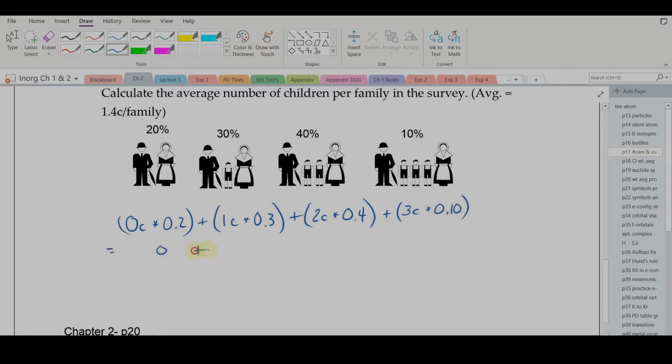That's 0 plus 0.3 plus 0.8 plus 0.3 for a grand total of 1.4 children per family. So that's not enough. We can't sustain society like that. Folks, you better get busy and have more kids. So notice that, again, the sum of the fractions must equal 1. That means you included the whole sample. All right, take a look at page 18, please.